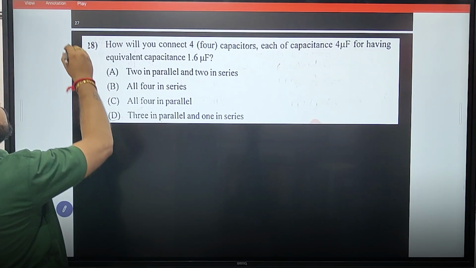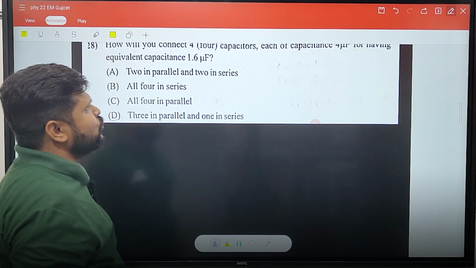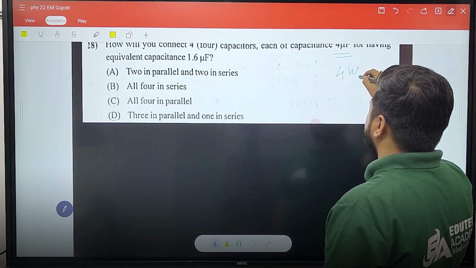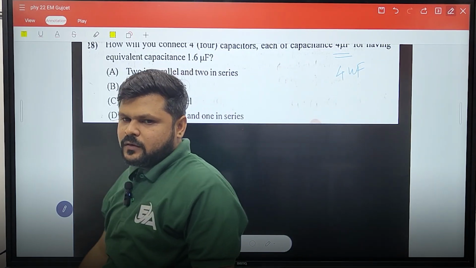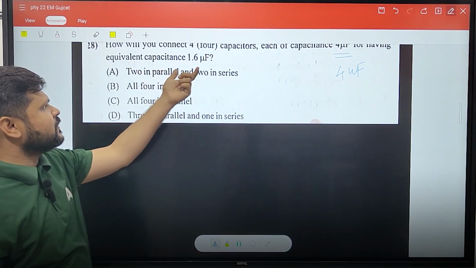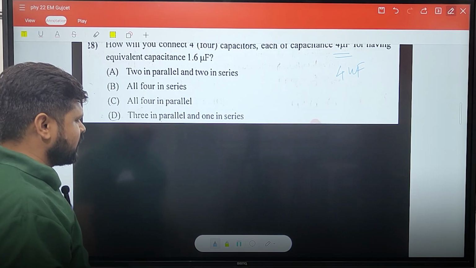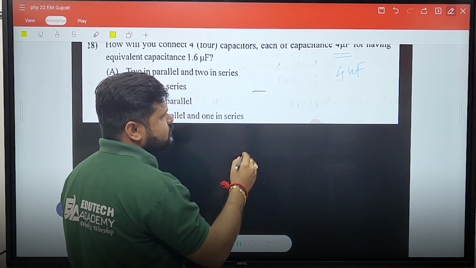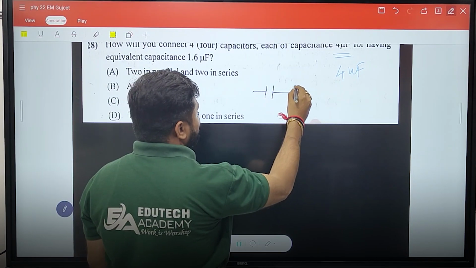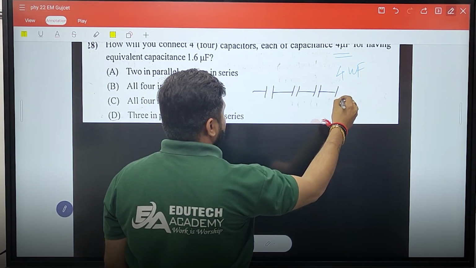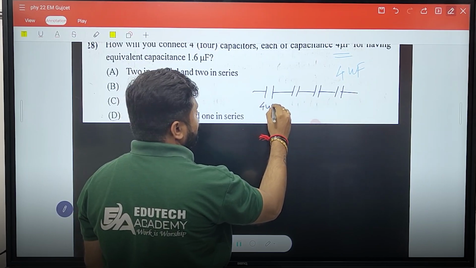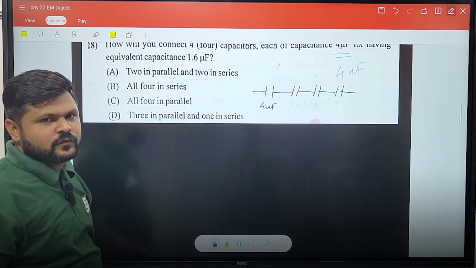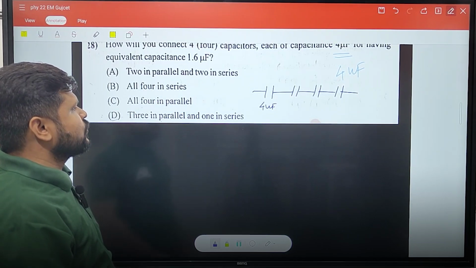28. How will you connect 4 capacitors, each having a capacitance of 4 microfarad, such that the equivalent capacitance becomes 1.6 microfarad? So see, here we are given 4 capacitors, 1, 2, 3 and 4, each of 4 microfarad. Connect all these capacitors such that the equivalent capacitance will become 1.6 microfarad.